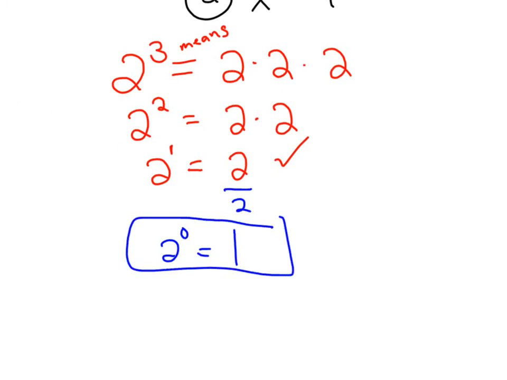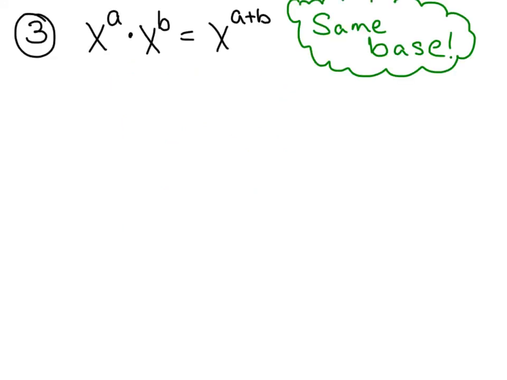Now we're going to go ahead and tackle some more problems. So here's another rule. We have x to a power times x to another power equals x to the powers added to one another. Now be very careful. Notice we have x and x. We're multiplying the same base, and then we add the exponents.